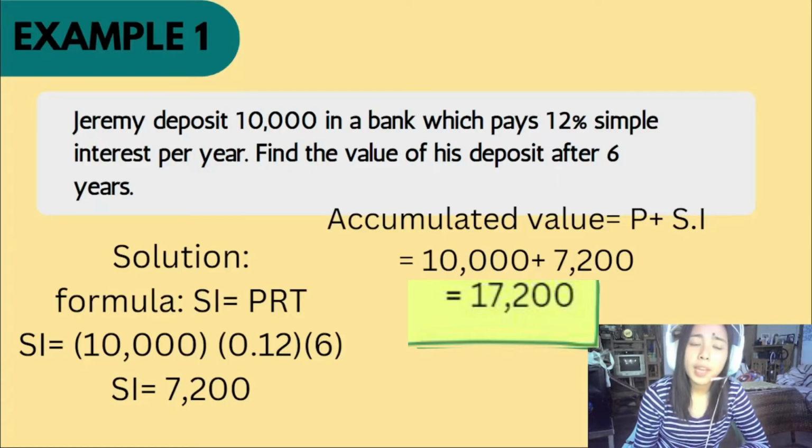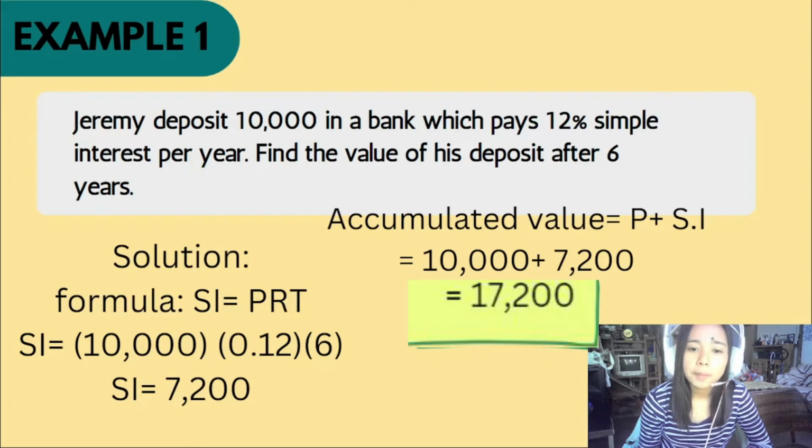Let me give you an example. Jeremy deposits 10,000 in a bank, which pays 12% simple interest per year. Find the value of his deposit after 6 years. So we are asked to find the accumulated value or the total amount of the interest. But before that, we need to find first the simple interest to get the accumulated value. So here is the solution.